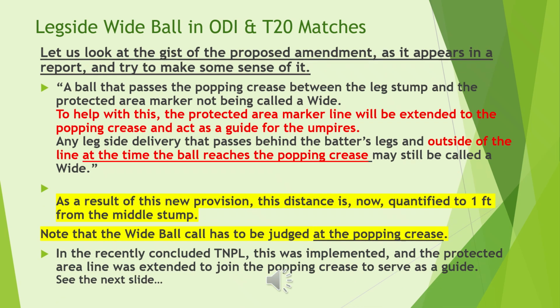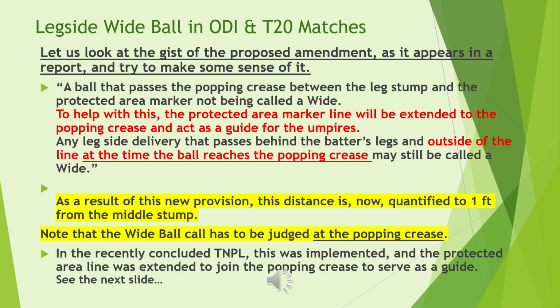Look at the gist of the proposed amendment as it appears in the report and try to make some sense of it. A ball that passes the popping crease between the leg stump and the protected area marker not being called a wide. To help with this, the protected area marker line will be extended to the popping crease and act as a guide for the umpires.